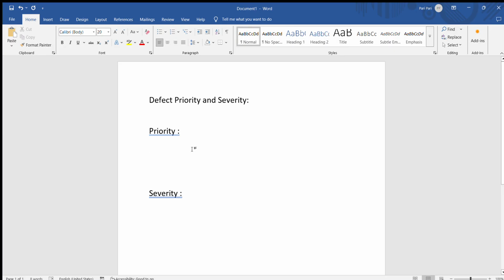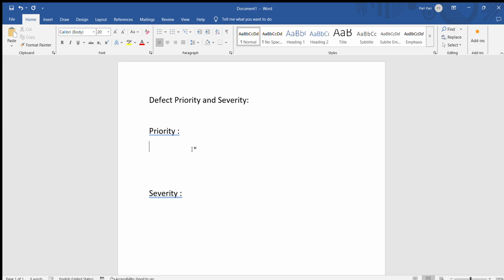So today I'm going to discuss defect priority and severity. Okay, and what is the difference between them? Whenever you are raising any defect, at that time you have to mention the priority and severity for that particular defect, right? So what is priority? Priority is how soon that defect needs to be fixed. That is the simple definition of priority. How soon that defect needs to be fixed.